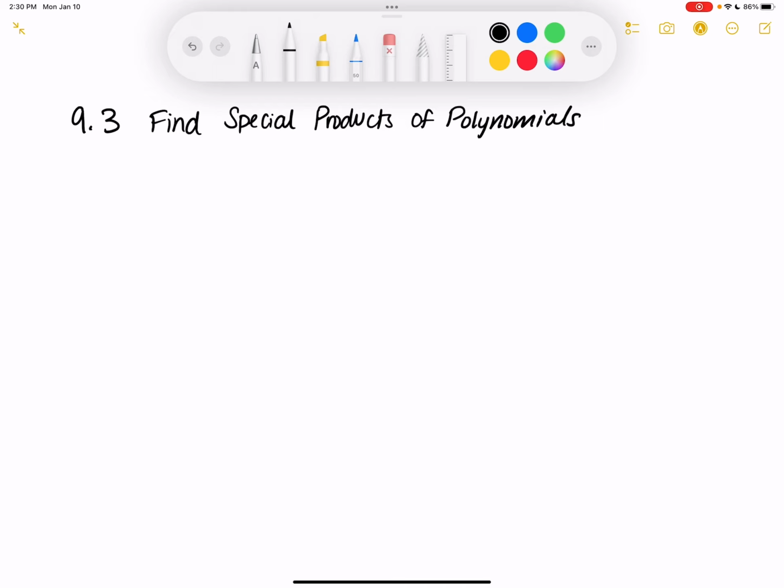Okay, so these are basically just going to be a special type of foiling, essentially. You're still welcome to do it as a FOIL if you would like, but you don't necessarily have to do it that way because it's made to be done an easier way. So the first one is the square of a binomial pattern.